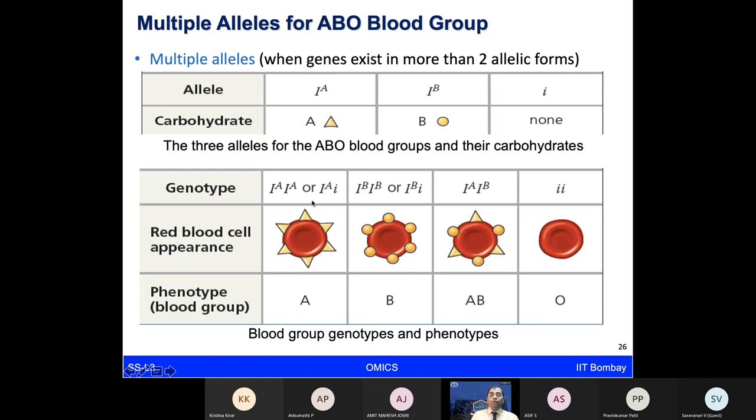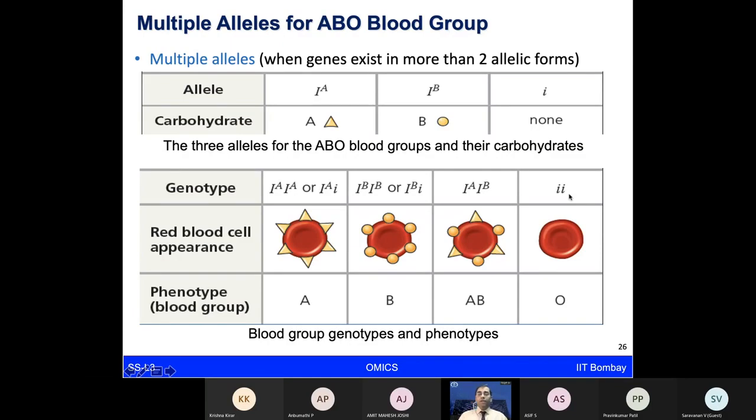Now, genotypically, how can you represent that? Because you are going to show a dominant trait coming from this carbohydrate, which is A, it will be either I capital A, or I capital A and a small i, right? Still, it will show the same dominant trait, as you have already seen in the heterozygous cases. Or it can be I capital B, or I capital B and a small i. In case of AB, both will be dominant, I capital A and I capital B. O will be recessive, small i.